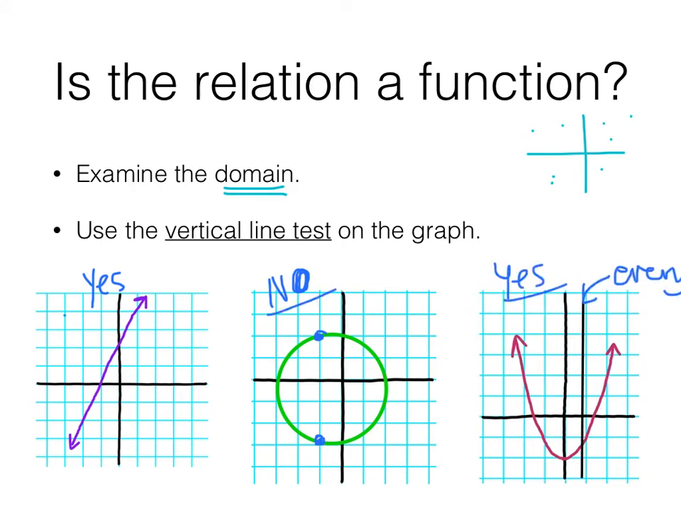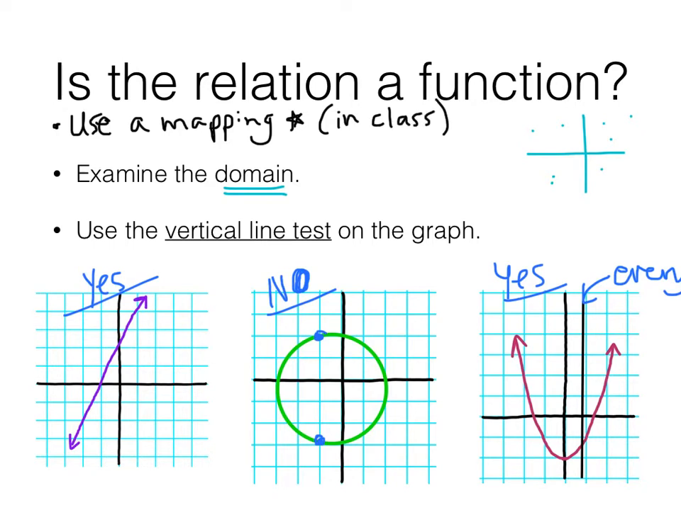All right, so we have the vertical line test, and we can examine the domain. There is a third way to test whether or not we have a function, and that's to use a mapping. We're going to do that one in class, so make a mark in your notebook and make sure that we do get to go over that in class.